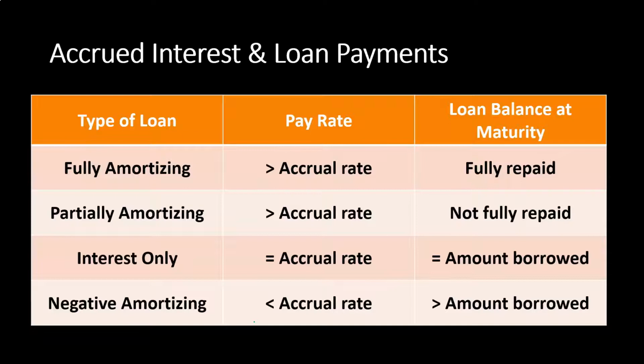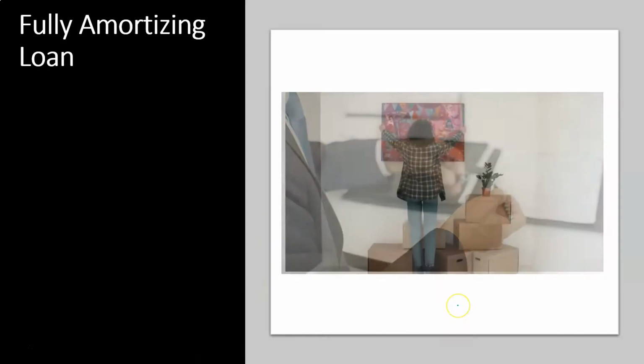Therefore, the loan balance is actually going up by the amount of the interest that's basically not being paid off. That means that at maturity, you still have a loan balance that's actually higher than it was at the beginning, because you're paying less than even the interest on the loan.